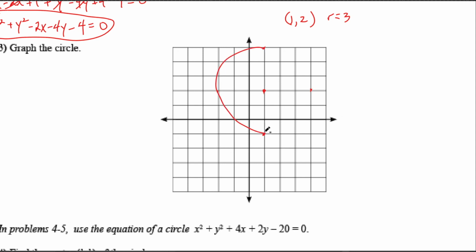Sorry. Ugh. It's supposed to be a circle. Anyway, it's close enough. I give you that. All right, there you go. That's all you had to do for that. Pretty easy. It's easy to graph a circle, isn't it? Especially if you know the center and the radius. It's a piece of cake.